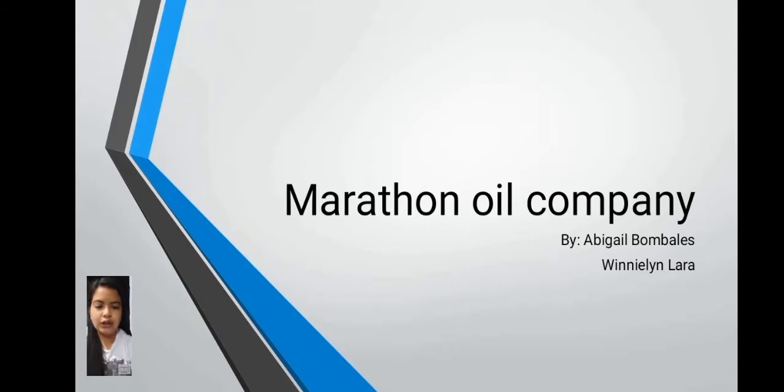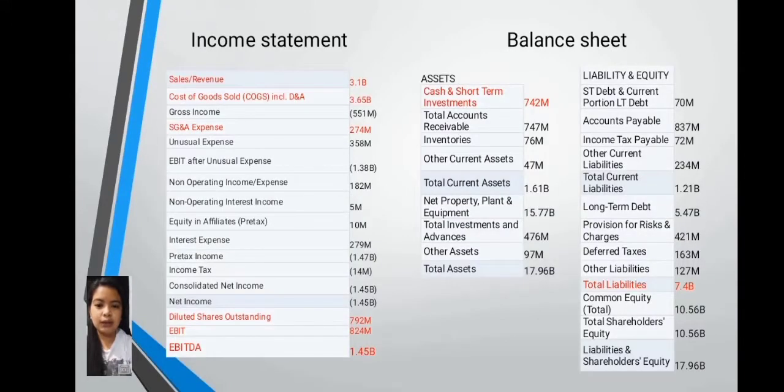So this is the balance sheet of Marathon as of December 31, 2020. In this financial statement, we get the cash and cash equivalents and total liabilities to compute the enterprise value. Next is the income statement. So here we get the EBIT, EBITDA, and outstanding shares. The EBITDA and outstanding shares are given. Then we get the EBIT by subtracting the COGS and expenses to the sales or revenue.